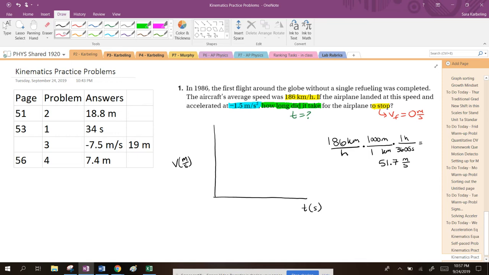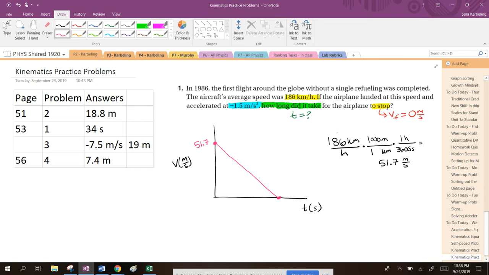So let's graph that. At time equals 0, we're starting at 51.7 meters per second, okay? And after some amount of time, that's our question mark, we're going to have a velocity of 0. This one's a little bit like one of the ones we did in the practice, where we don't really know. In that one, though, we just counted down. I don't know if you remember, we went down 2 over 1, down 2 over 1 a bunch of times. I don't really want to count down 1.5 over 1 a bunch of times to get from 51 to 0. So I'm going to show you a little bit of a different approach.